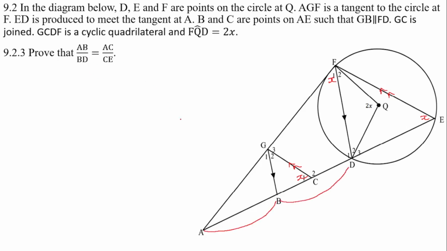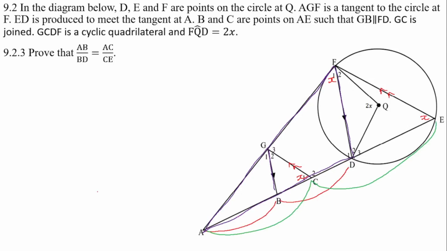Right, let's check what we have here. We just proved that GC is parallel to FD. Again, we have triangle AED. So we have two triangles now where we can use the proportionality theorem. We have triangle ADF, you should be able to see triangle ADF, and then we have triangle AED.